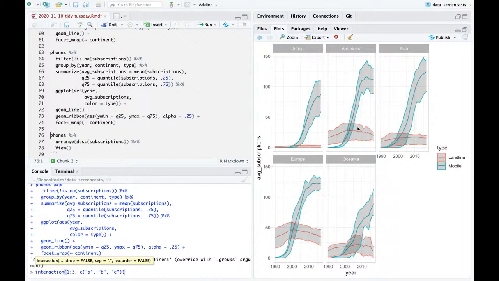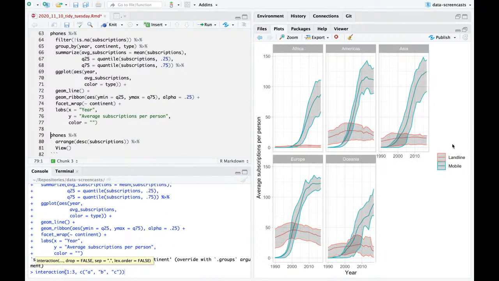Here we go, and now we're like, okay, here are our trends, and here's an interquartile range, that is the middle 50%. This is a pretty solid graph. So I'm actually going to clean it up a little bit. I'm going to say year, average subscriptions per person. Average subscriptions per person. The color, I don't really need to say type. Kind of gets it all across.